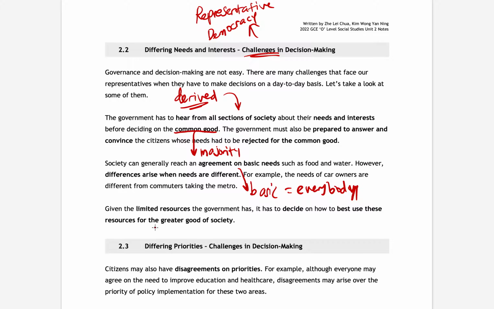But given that the government has limited resources, especially in Singapore, they have to decide how to best use these resources for the greater good. You will always hear this term, greater good, right? Because there's no way we can satisfy everyone. So we can try our best to satisfy as many people as possible. And there are some people that obviously will get mad because their needs were not met. But unfortunately, that's how the world works.